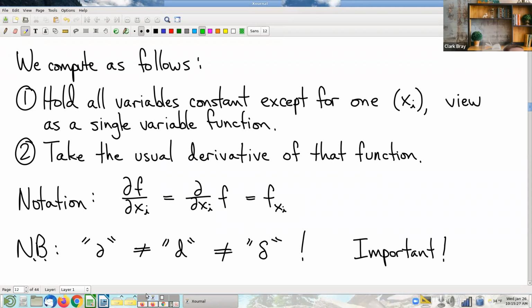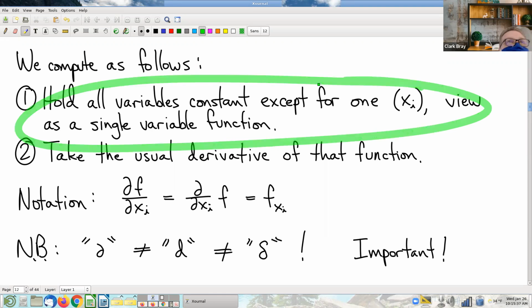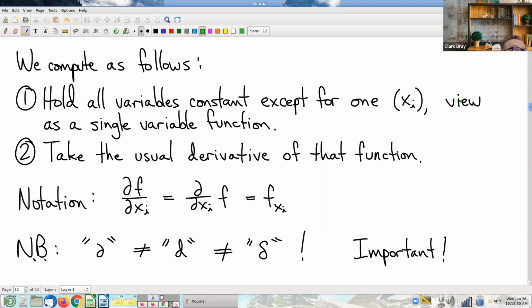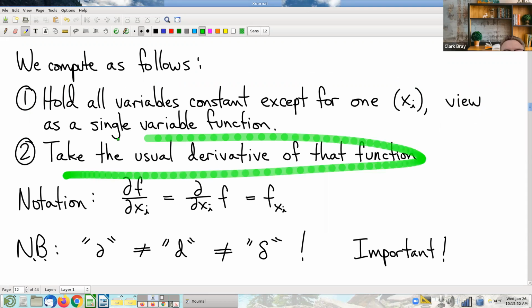We were talking about partial derivatives. Let me just remind you of how that works. We're going to pretend everything's constant except for one variable. In other words, we're going to take our multivariable function and pretend that it's a single variable function, right? Very, very sort of weak first attempt at differentiation. And then just take your usual derivative of that now single variable function.